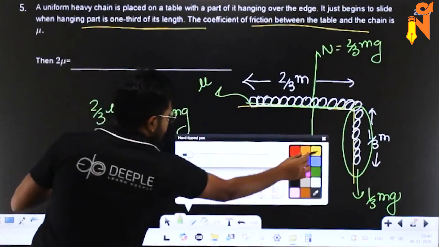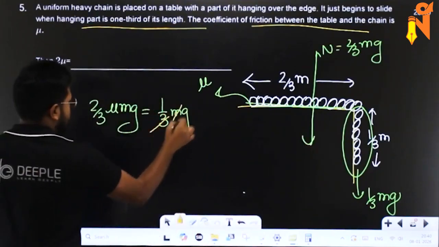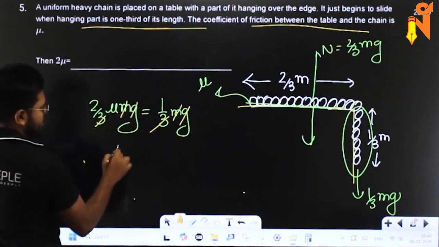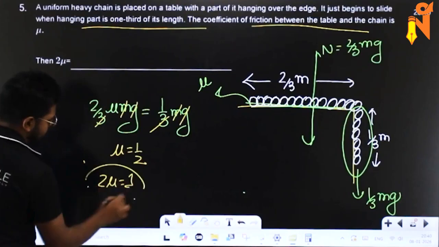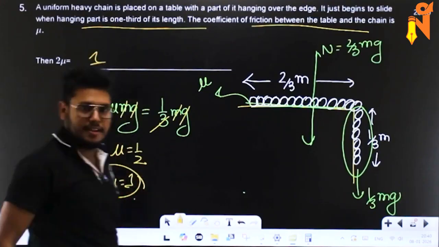Now do the calculation really quick. 1/3 mg equals 2/3 mu mg. So I get mu is half. So 2 mu is equal to 1. So the answer is 1. Got this?